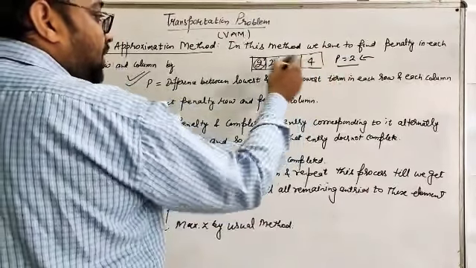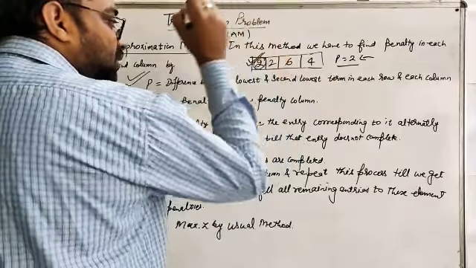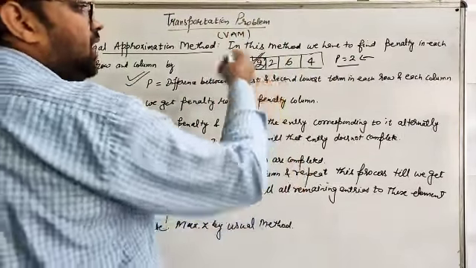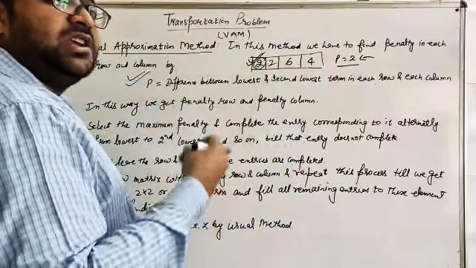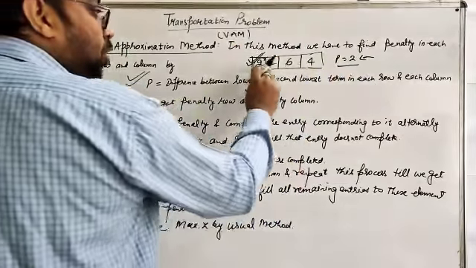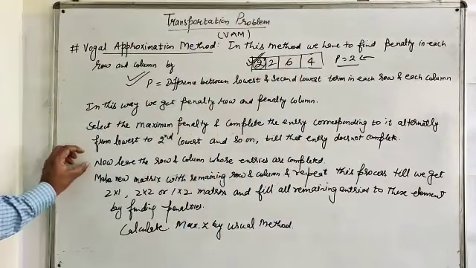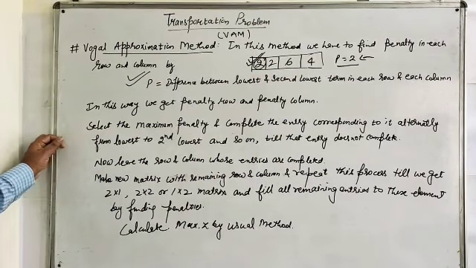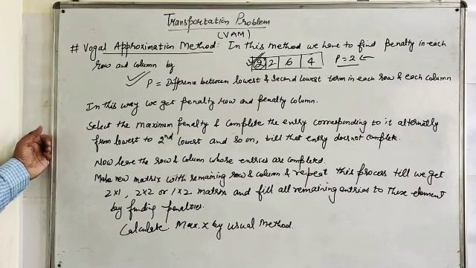So what do we have to do? We have to fulfill the entry first at the very lowest element. And if anything is remaining, then we have to move to the next element, that is the second lowest element, which is this 2 or this 4. So in this way, we have to complete all the entries of the corresponding row or column of the maximum penalty.